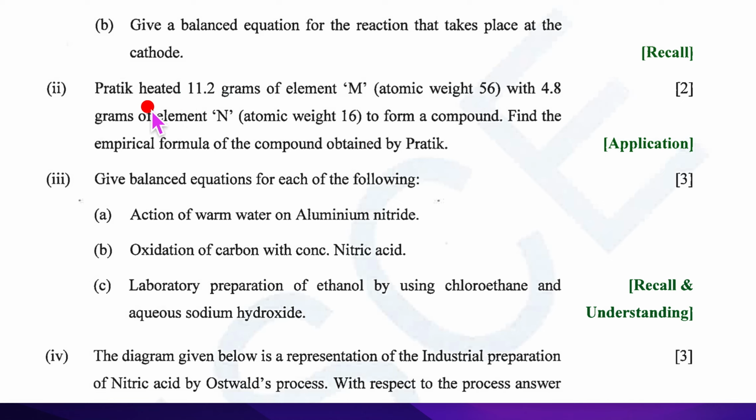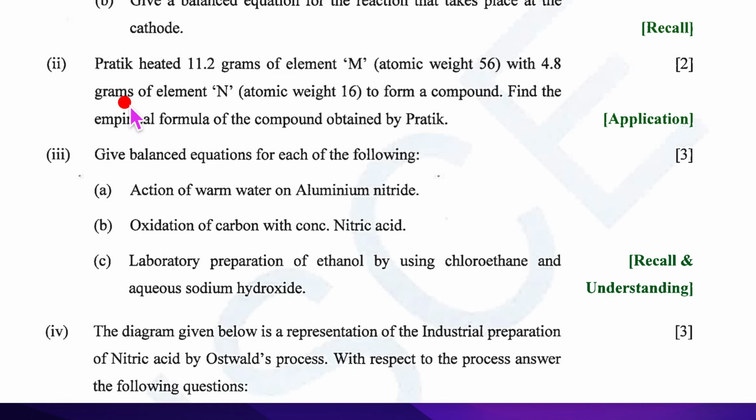He heated, Pratik, 11.2 grams of element M, atomic weight is 56, with 4.8 grams of element N. This is given to form a compound. Find the empirical formula of the compound. Now, can you see, normally empirical formula means we are given the percentages. Are they given the percentages? No, they've given you the masses. So when there are masses, total mass is this plus 4.8. 11.2 plus 4.8 is 16.